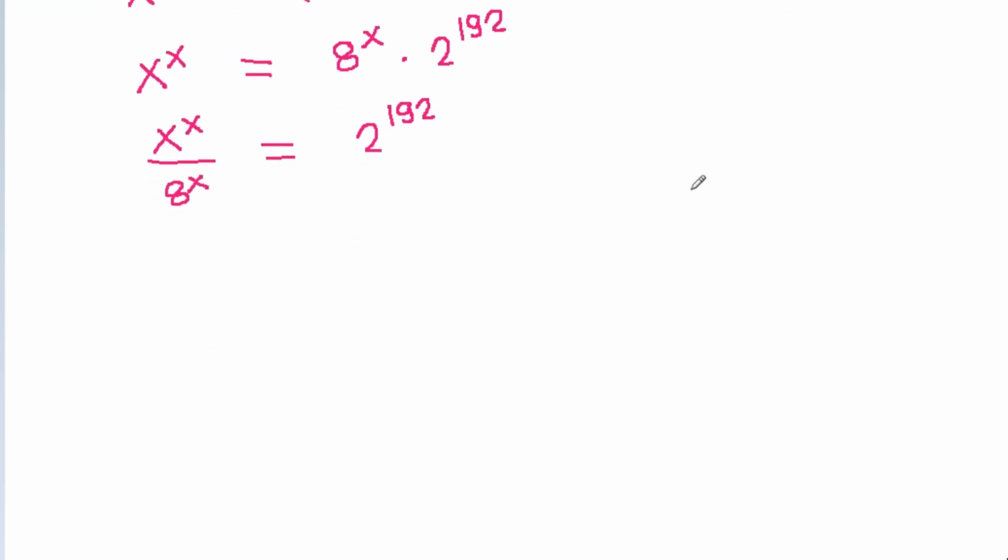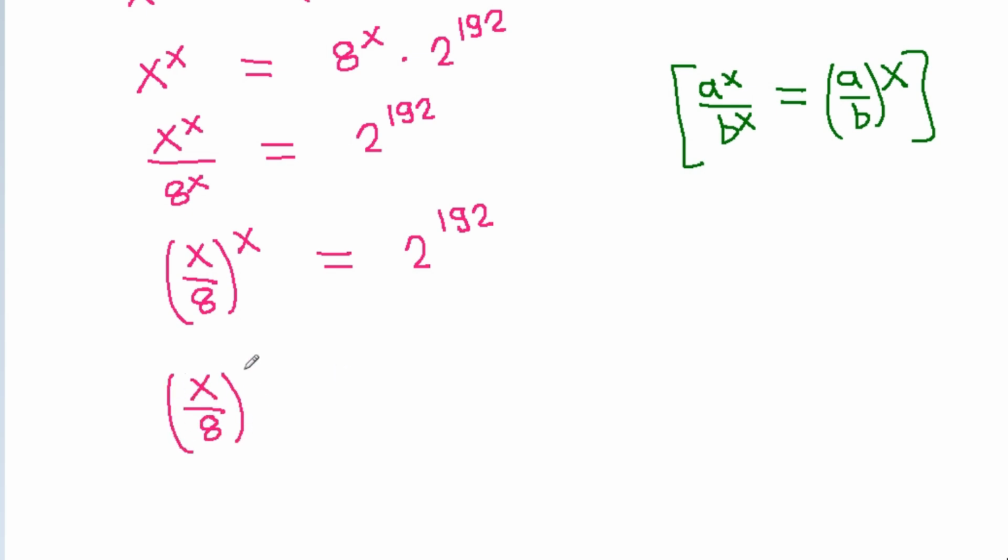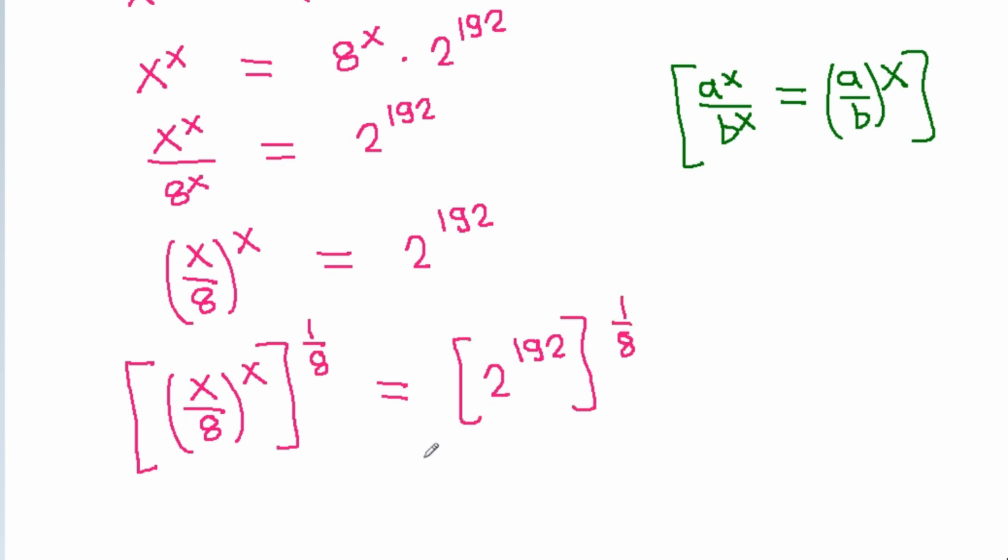And a^x divided by b^x is equal to (a/b)^x. So x^x by 8^x will be (x/8)^x, that is equal to 2^192. And we have (x/8)^x is equal to 2^192. And if we raise both sides to the power 1/8, then (x^a)^b is equal to x^(a·b).